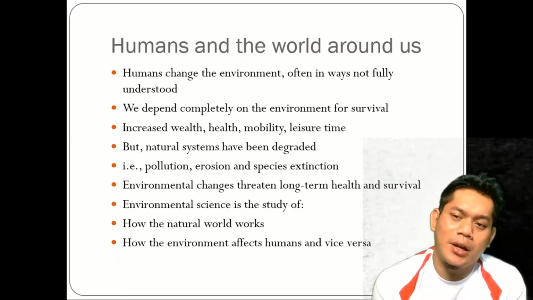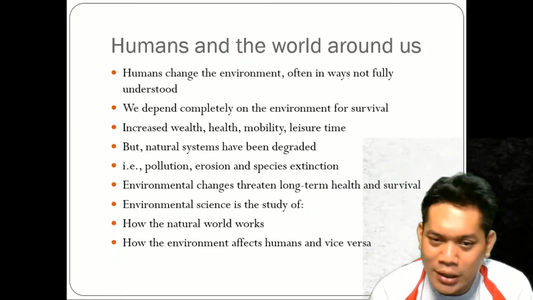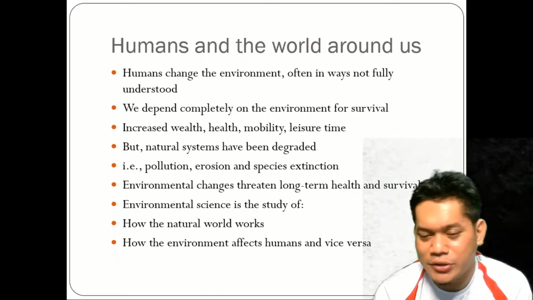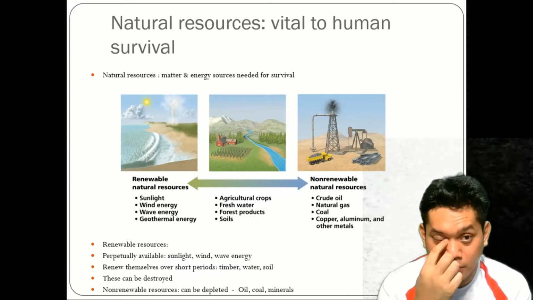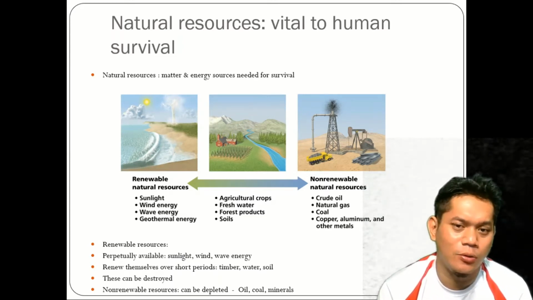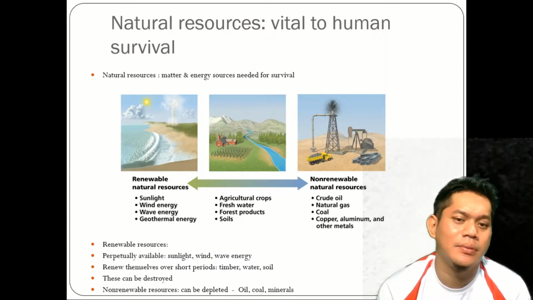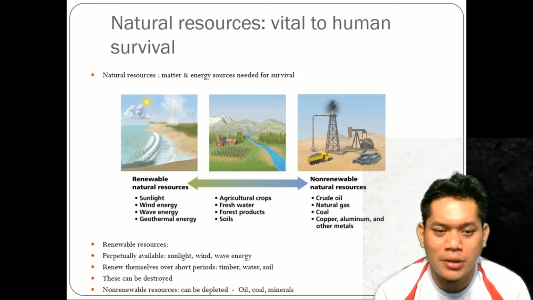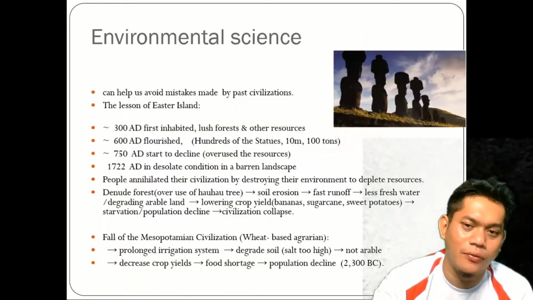Okay, that's why we study environmental science, in order to understand how the natural world works and how the environment affects humans and vice versa. Basically, for natural resources we have renewable and non-renewable, and in between is how we make use of them and how we implement it. Renewable resources can be destroyed and non-renewable resources can be depleted over time.